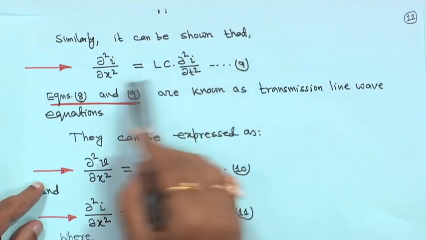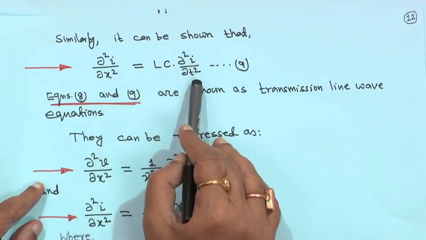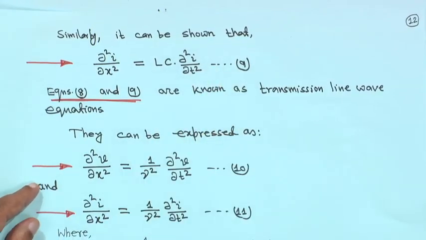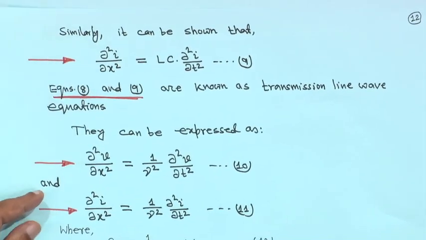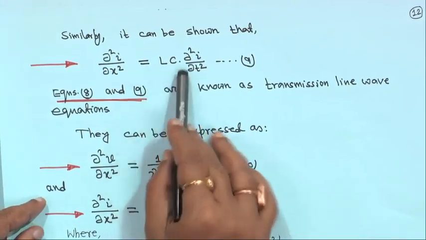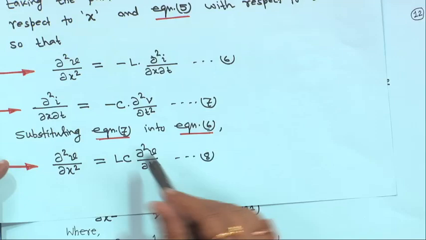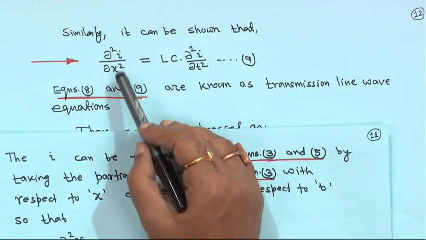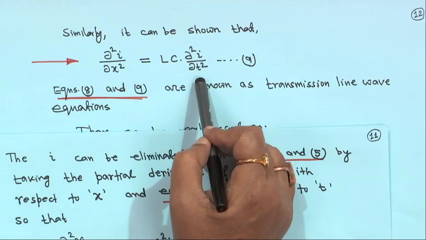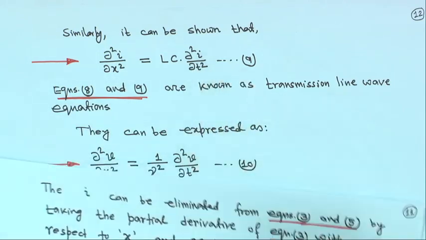Similarly, you can show that del square I del x square is equal to L C del square I del t square. The other two equations are there also; take a similar way, take the derivative and try to establish this one. So, del square V del x square is equal to L C del square V del t square. Here also del square I del x square is equal to L C del square I del t square. For the other two equations, take the derivative in a similar way and put it, right.